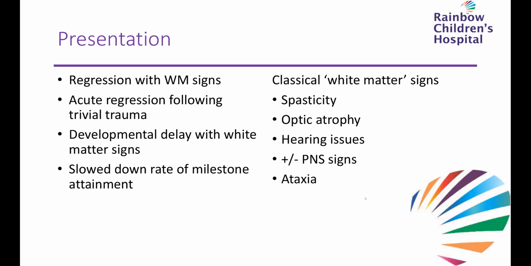And the classical white matter signs, as we all know, are spasticity, optic atrophy, hearing issues, presence of peripheral nervous system involvement, and sometimes ataxia.